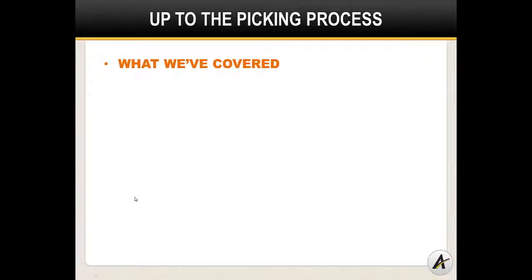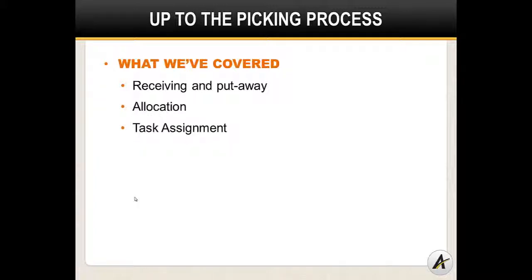Okay, we covered how inventory is received into the warehouse and put away. We discussed how the allocation process assigns physical inventory from bin locations to orders. We talked about how the task assignment function assigns orders to resources for execution. And finally, how the waving function creates workflow and groups together orders for action in the warehouse.